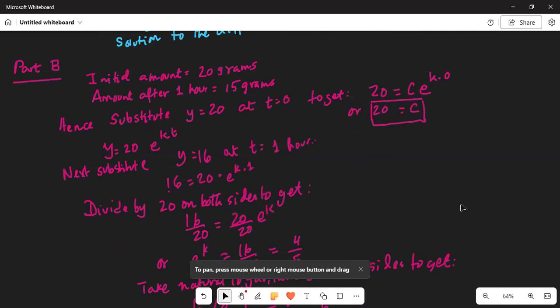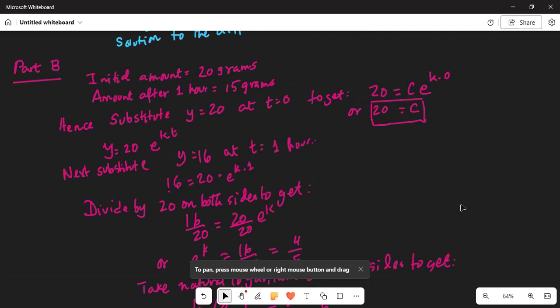Initial amount is 20 grams. That means at t equal to 0, the initial amount y is equal to 20, which is equal to c multiplied by e raised to the power of k multiplied by 0, because initial time is 0. So with that, we solve for the constant c as 20. Now, it is also given to us that the amount left after 1 hour is 15 grams.